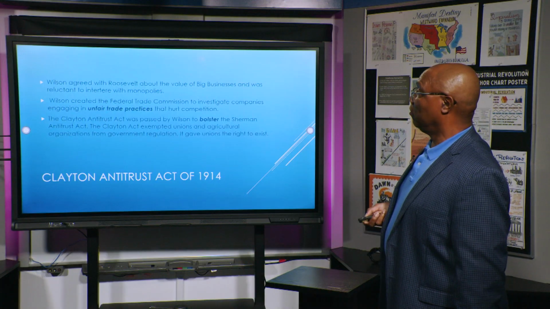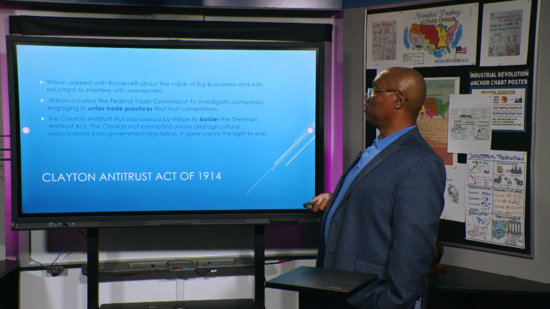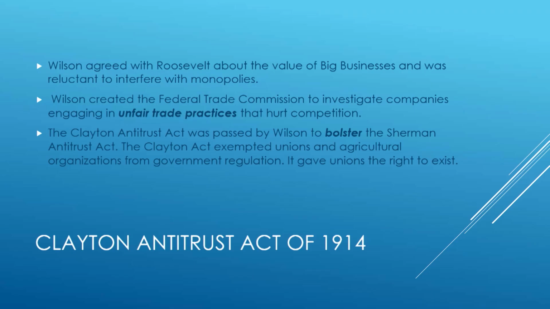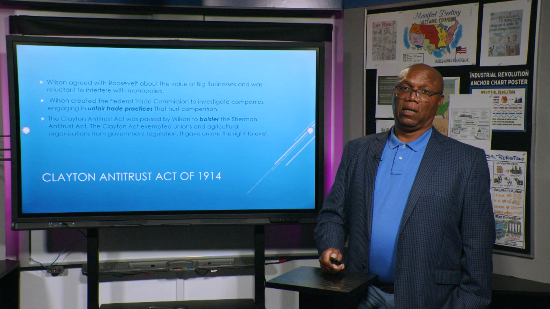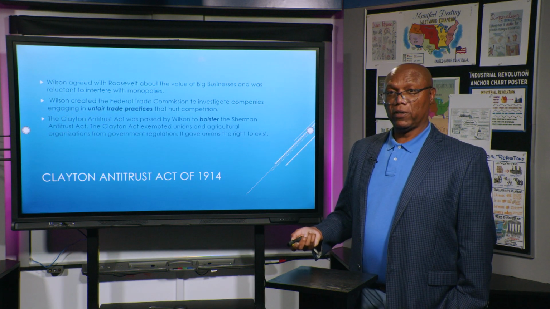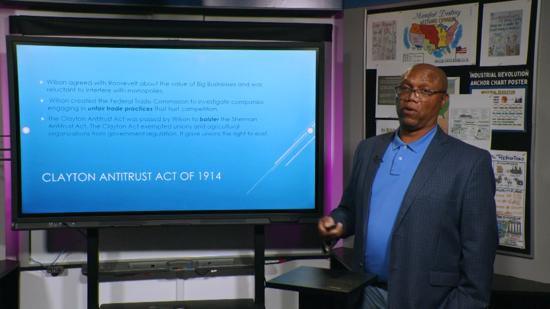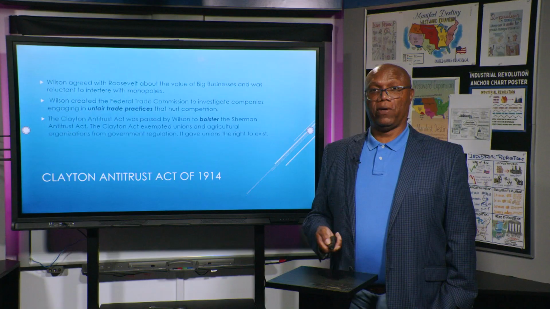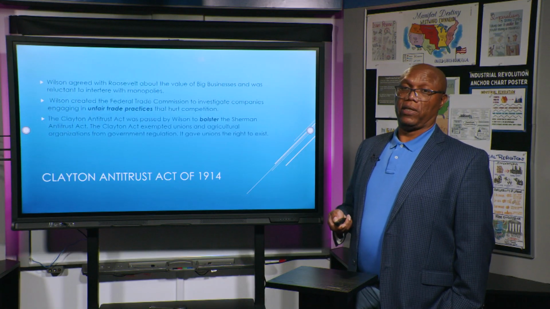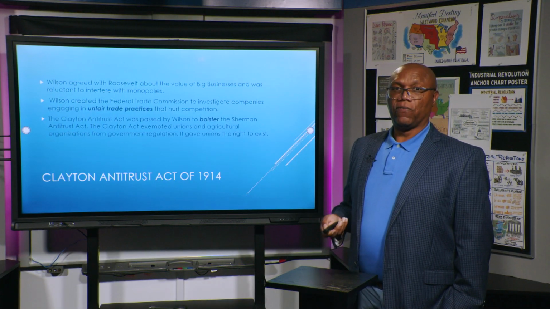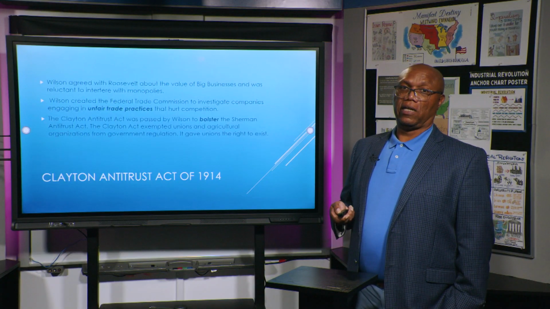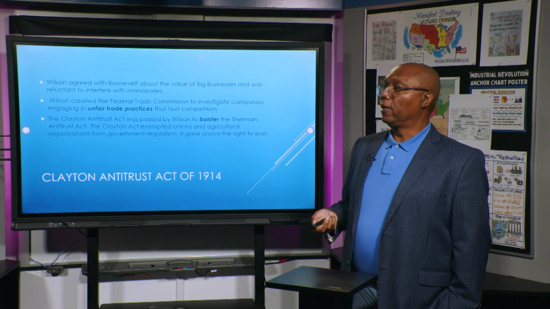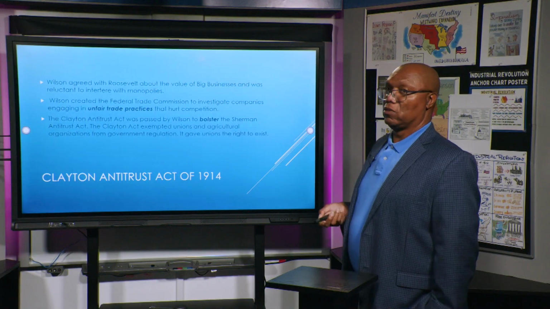He creates the Clayton Antitrust Act, which was passed by Wilson to bolster the Sherman Antitrust Act. The Clayton Act exempted unions and agricultural organizations from government regulation. So if you were a business, you could fall under the reach of the Clayton Antitrust Act. But if you were a farm organization, like the Farmers Alliance or the Grange, or if you were a union, like the American Federation of Labor or the United Mine Workers, you didn't fall under the jurisdiction of the Clayton Antitrust Act. And because of that, for the first time, it gave unions the right to exist.